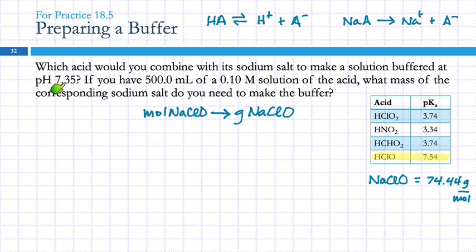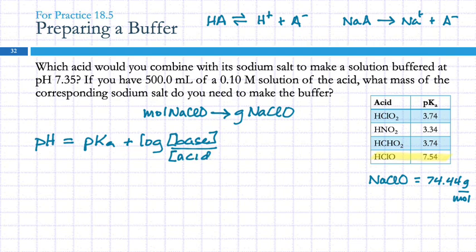We want the pH to be 7.35. The pKa is 7.54. We're going to use the Henderson-Hasselbalch equation. pH is pKa plus the log of the base over the acid. Do we know the concentration of the acid? Yeah, it says it's 0.1. We know pKa, 7.54. We know the pH that we want. We can solve for the concentration of the base.